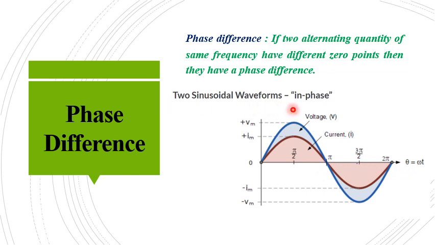That means the phase difference is 0, because a phase difference occurs only if they have different 0 points. But in this case, both waveforms have the same 0 points. So here the phase difference is 0, or we can say that both the voltage and current waveforms are in phase.